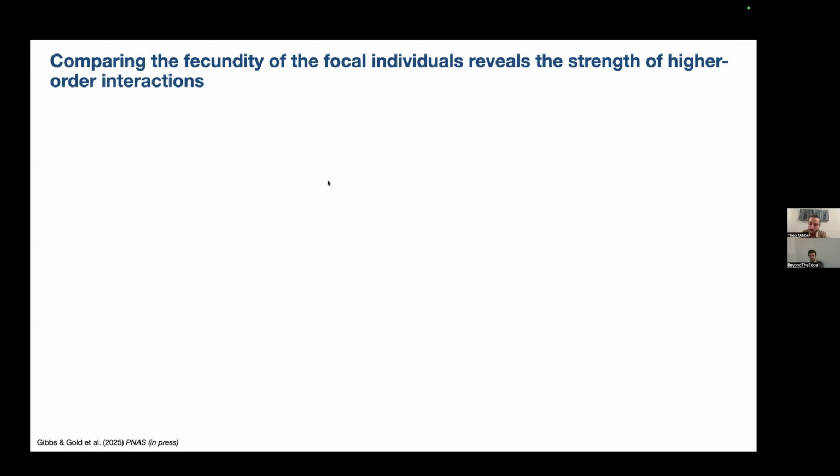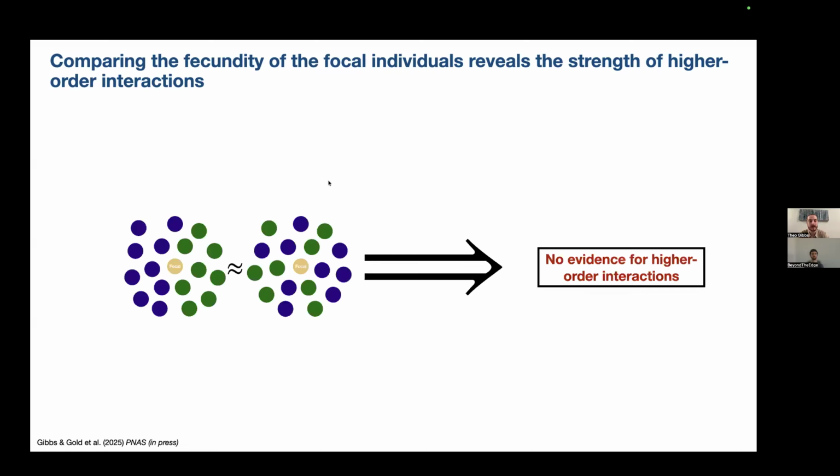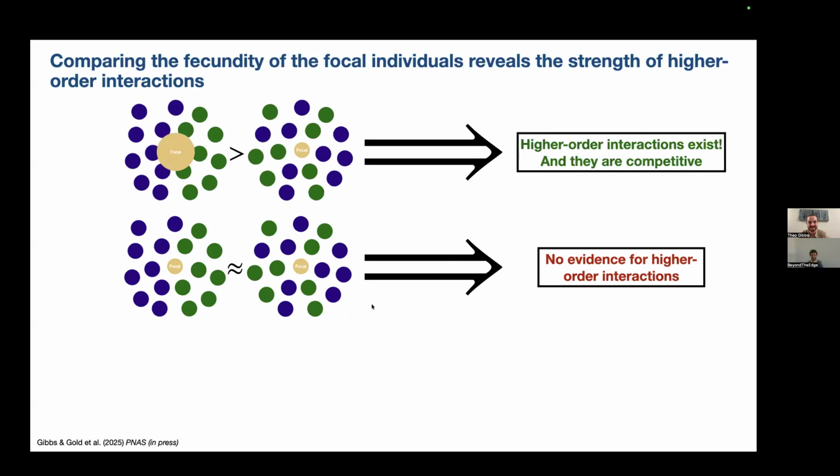So what are the different possible outcomes of this comparison? Well, the first thing is that we could see that the focal plants produce basically the same number of seeds between the two spatial arrangements, which means that we would have no evidence for higher order interaction in the system. And I should say, before we ran these experiments, or maybe more accurately, as we were running these experiments, we talked to a fair number of plant ecologists, and this is what they predicted. So this is definitely a real possibility that this spatial arrangement would have no impact.